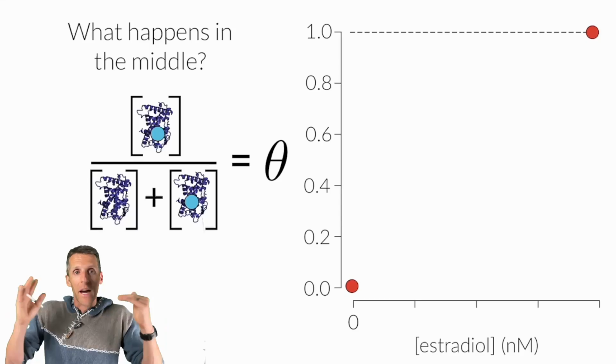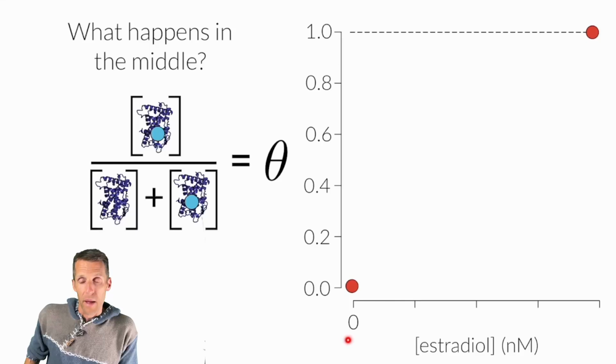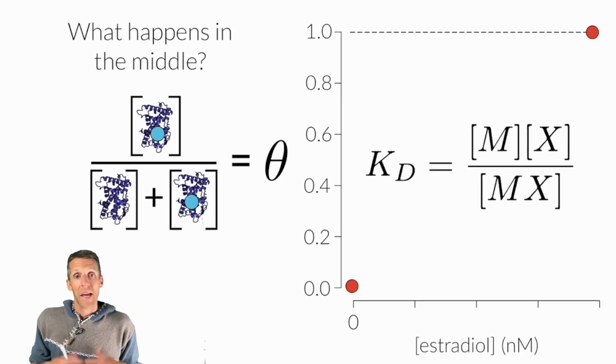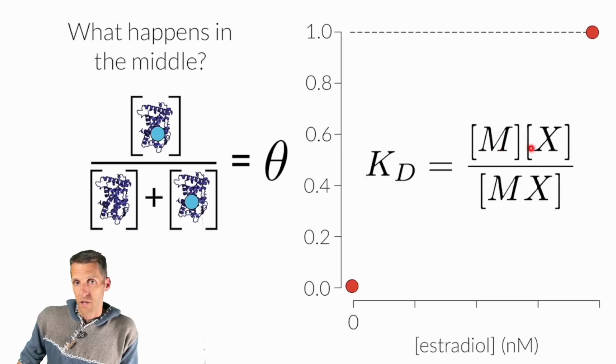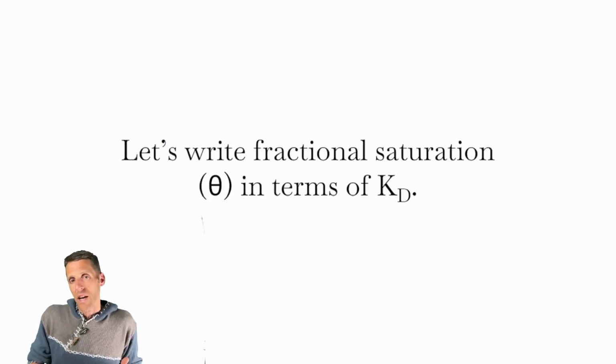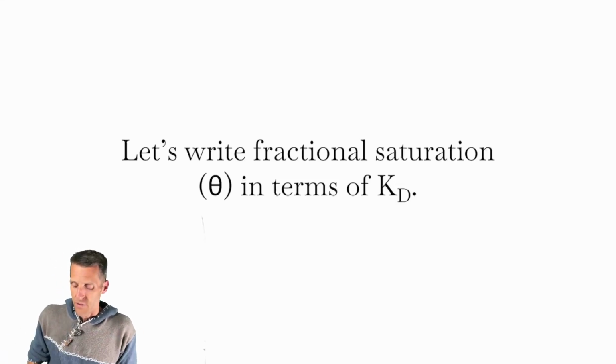Okay. Feel like we just popped down into the weeds a little bit there. So let's come back out of them. What are we trying to do? We are trying to describe what happens when you go from having, say, a bunch of estradiol around to having very little estradiol around. We're asking what happens in the middle of this curve, mapping fractional saturation to concentration. And we just figured out this KD thing that we're going to load in. So we know this dissociation constant, which is the concentration of M times concentration of X over MX. All right, so what are we going to do? What we're going to do is try to write an expression for fractional saturation in terms of KD. So we're going to use the KD to explain the fractional saturation.